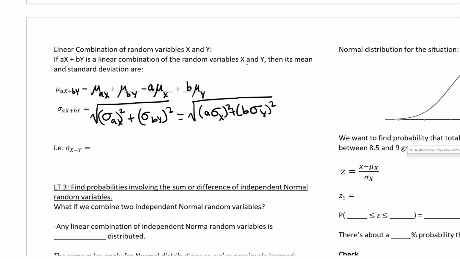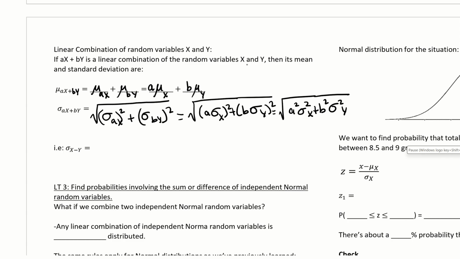And so then the final result is the square root of a squared sigma squared plus b squared sigma squared. And that's the final result, okay? All right, now let's do an example.